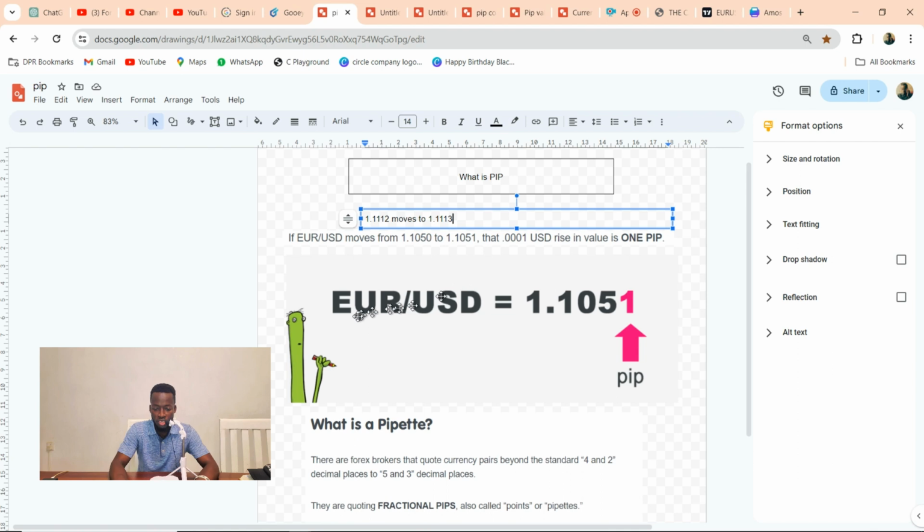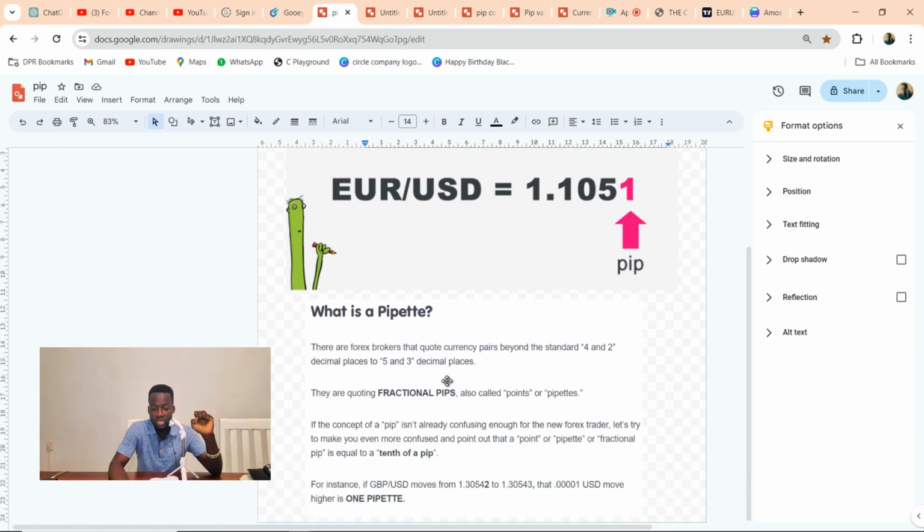Look at this Euro USD example. Euro USD is equal to 1.1051. That is, it moved from 1.1050 to 1.1051. This difference, which is equal to 0.0001, is a pip. This is 1 pip. Now we also have a pipette. A pipette is like the fraction of a pip. That is, a pip divided by 10 is a pipette.